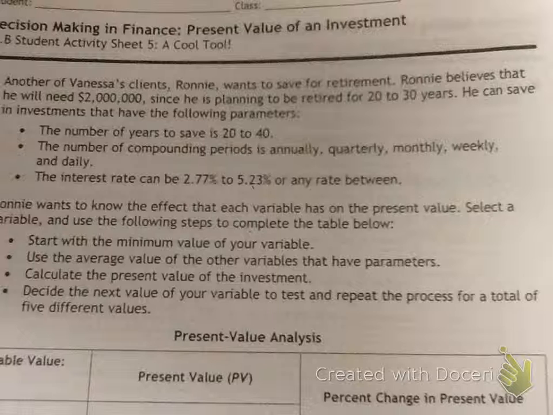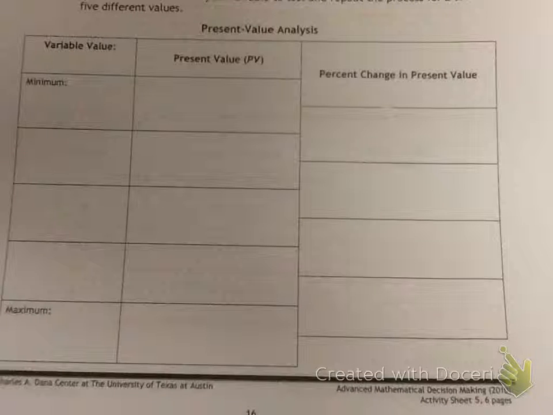Number of years is 20 to 40. The number of compounding periods: annually, quarterly, monthly, weekly, and daily. The interest rate can be 2.77% to 5.23% or any rate in between. And they want us to start with a minimum and work our way up. So what's going on here is take this table, pause your screen, and copy this table like 5 times because we're going to do 5 different things here.